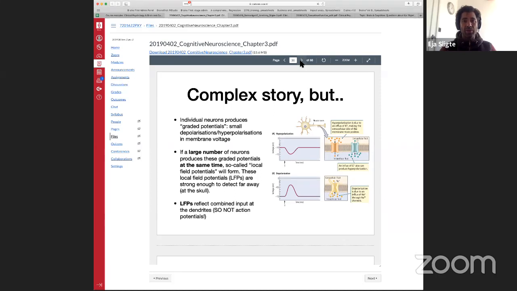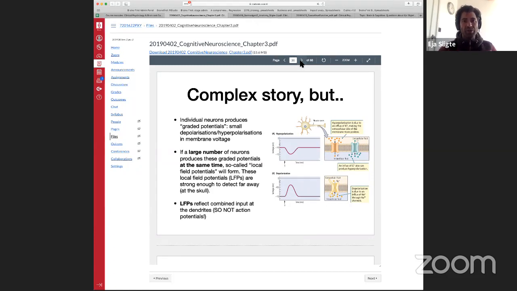In Victor's lecture, he talked a lot about action potentials. He talked a bit about postsynaptic potentials. And I think this is one crucial thing to remember here. If we're talking about EEG and what we measure with EEG, we're talking about the postsynaptic potentials. So it's about the input to pyramidal neurons that we're talking about.